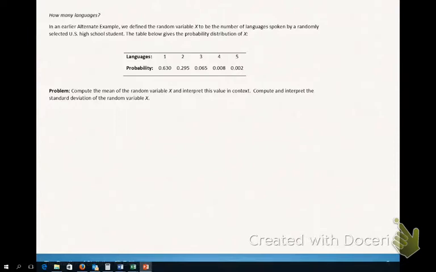If you take the problem that we did yesterday, when we made our histogram, it says we define the random variable x to be the number of languages spoken by a randomly selected U.S. high school student. The table below gives the probability distribution of x. There are 5 languages, and then they gave us the probabilities. We're going to do 2 things. We're going to find the mean of the random variable x and interpret this value in context, and we're going to compute and interpret the standard deviation of the random variable x.